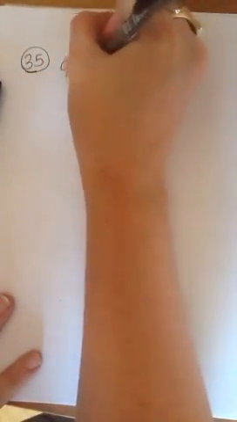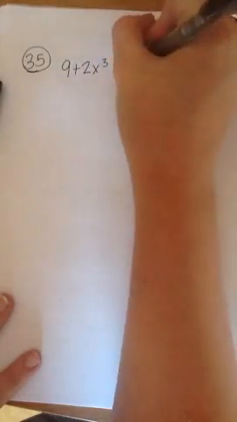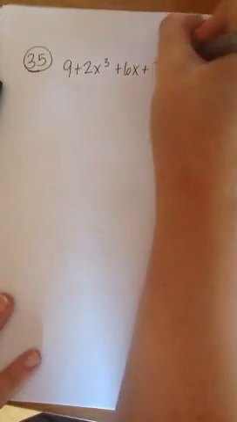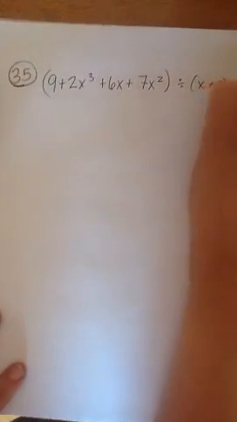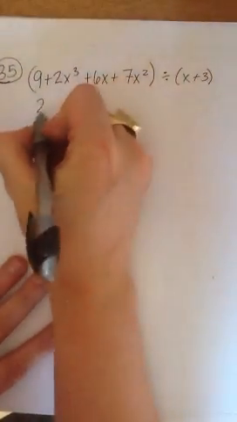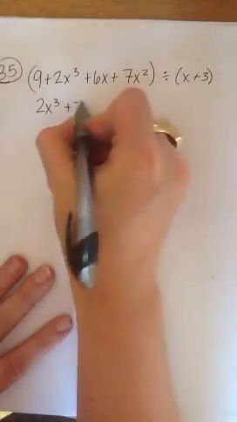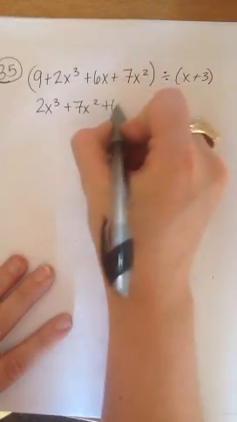Number 35. So many people ask me if you should rearrange it and put it in the right order. Yes. Yes. I don't know how you're going to do this problem successfully if it's not in the correct order. So take the time to write 2x to the third plus 7x squared plus 6x plus 9. It will help you.